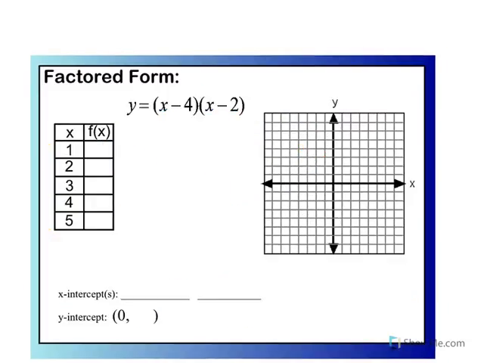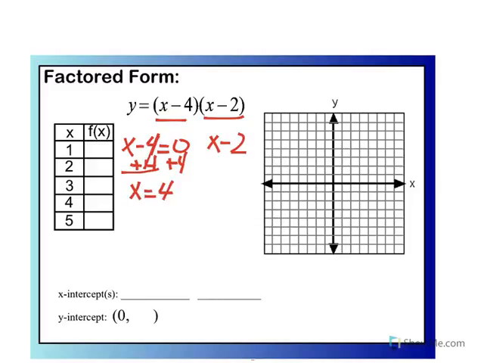Notice this equation is in factored form. That means the trinomial has already been factored into its factors. Here's why we like that. We're going to take each one of the factors and set them equal to 0, just like we did in 10.2. When we do our one-step equation, we add 4 to both sides, and we get x equals 4.